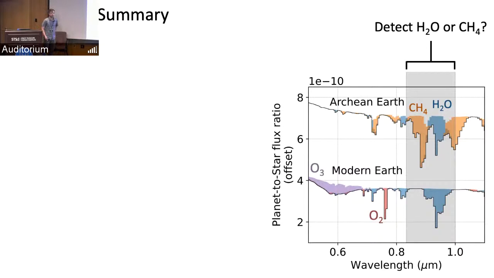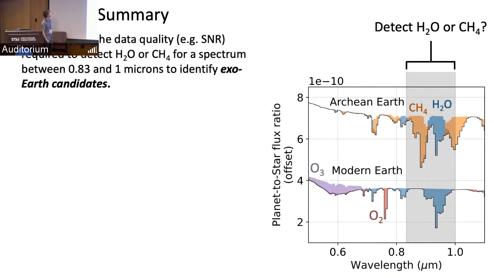Okay, so that's all I have for you. I'm going to quickly summarize. So we computed the data quality, so the signal-to-noise ratio, required to detect water vapor and methane for a spectrum between 0.83 and 1 microns to identify exo-Earth candidates. So these are interesting planets that are worthy of in-depth characterization.